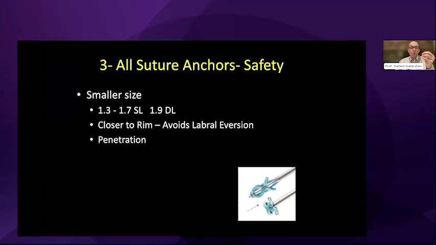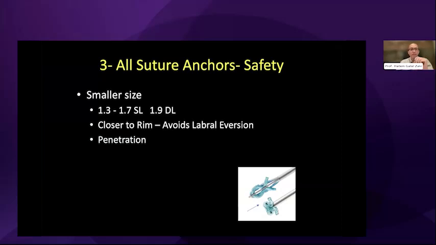So which anchors do we use? We're utilizing now all suture anchors. We moved from the metal anchors, which have artifact with the MRI, to PEEK anchors, which are solid and big. And now we need to be as close as possible to the articular margin. So we need the smallest size anchors, and the safest ones to use are the all suture anchors.